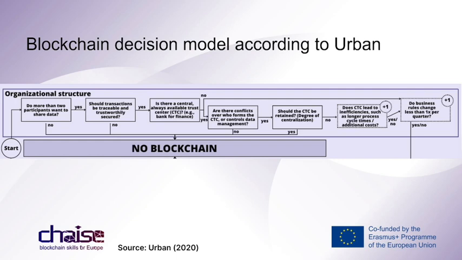If there is a CTC, it usually has to be financed by the other network participants, for example through transaction fees, and leads to a bottleneck in processing speed, which has a negative effect on the scaling of the process in particular. Do the business rules change less than once a quarter?